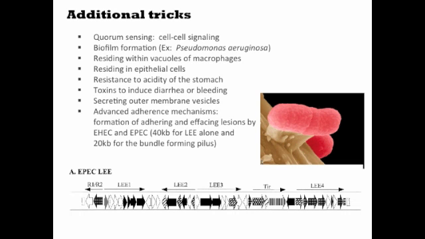Yeah. There can be resistance to acidity in the stomach that seems to be required for a successful eating-based mechanism of infection. Secreting outer membrane vesicles. These are mechanisms that have been observed and they've been studied. What exactly they are for, who knows? There are all sorts of mechanisms of adherence.